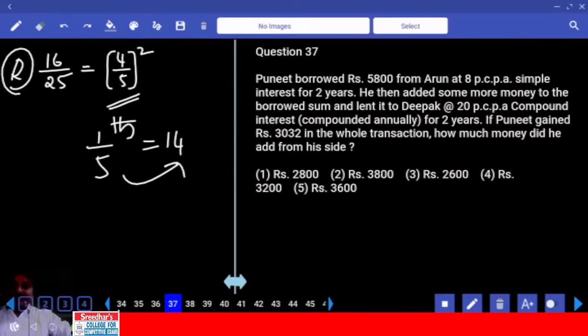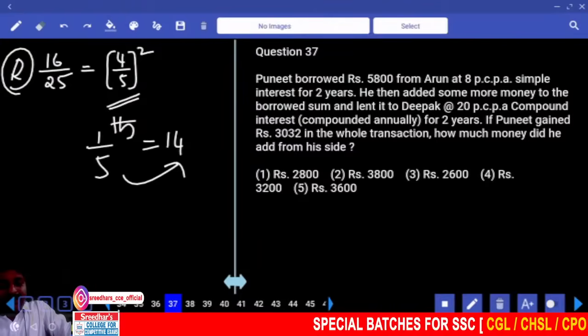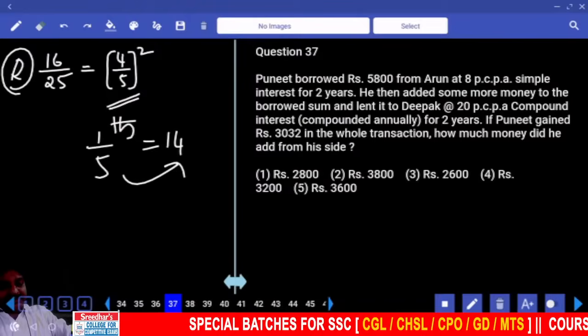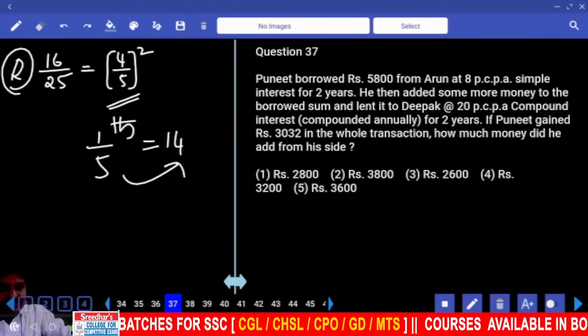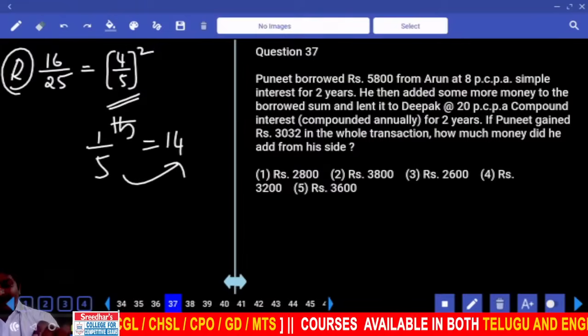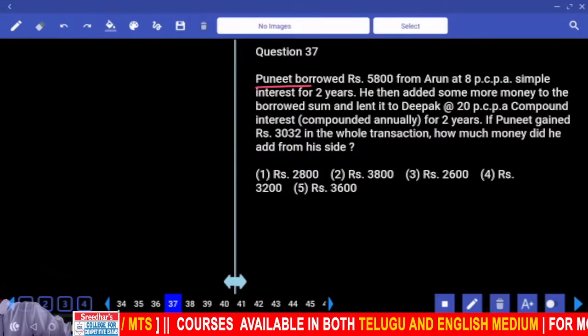Puneet borrowed 5,800 from Arun at 8% per annum simple interest for 2 years. He then added some more money to the borrowed sum and lent it to Deepak at 20% per annum compound interest for 2 years. If Puneet gained 3,032 in the whole transaction, how much money did he add from his side? This becomes easy if you feel that you are Puneet.